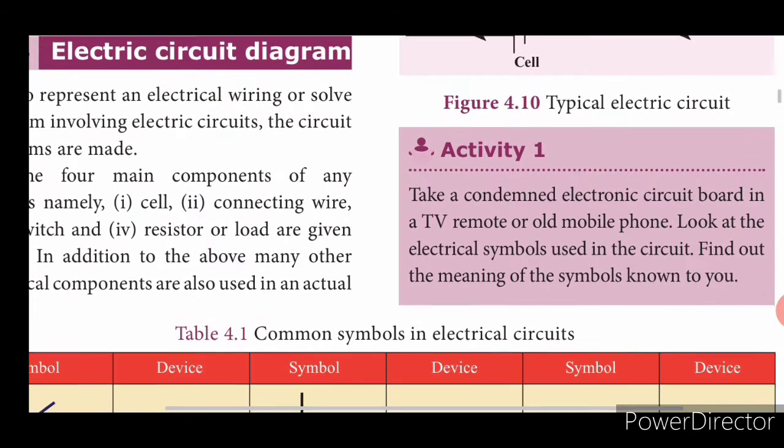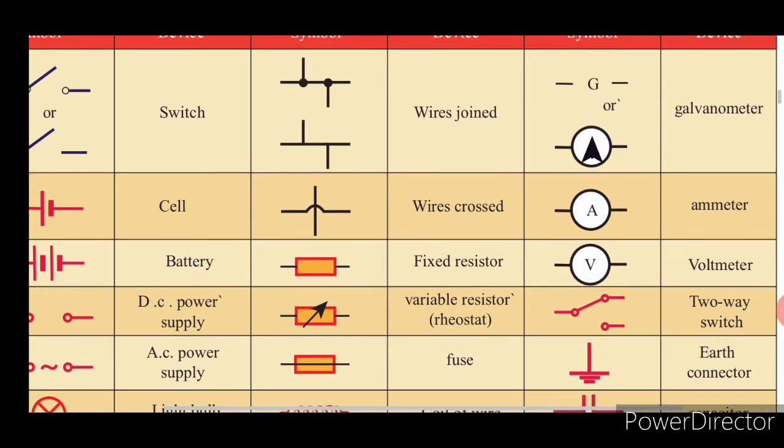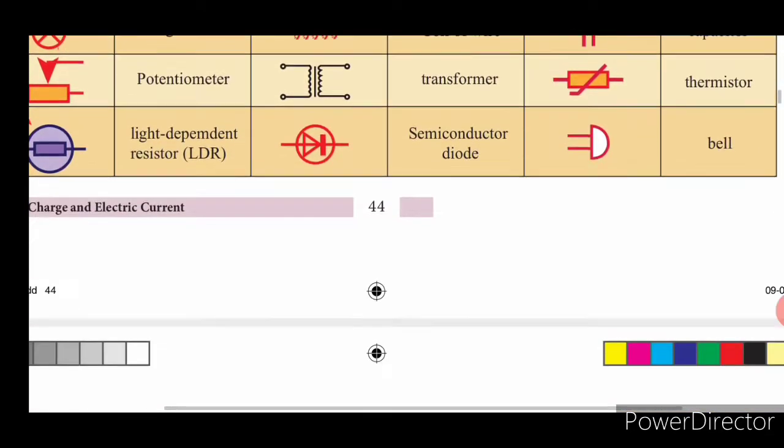So now this is the tabular column that I asked you to go through, the symbols for the appliances, for the devices that you must know. So what is the use of knowing the symbols? What are the things we are going to connect by using these symbols? That only we are going to see in this session.